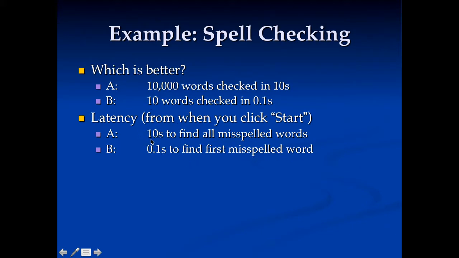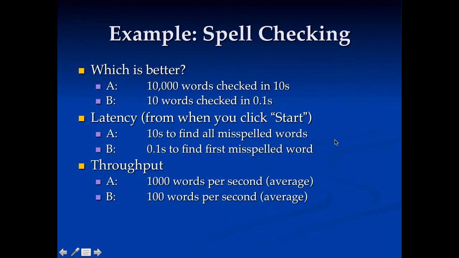So for this one here, from a latency point of view, this one's going to take a long time to find all the errors. This one's going to find you your first error pretty quickly because it can get to the first words that are wrong faster, whereas this one's going to do them all in bulk. Let's take a look at it from a throughput point of view.